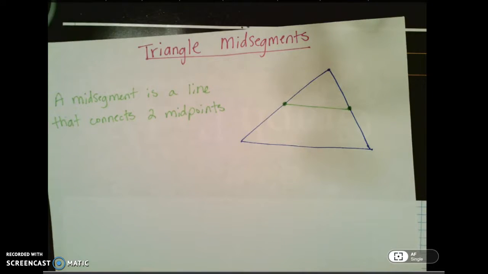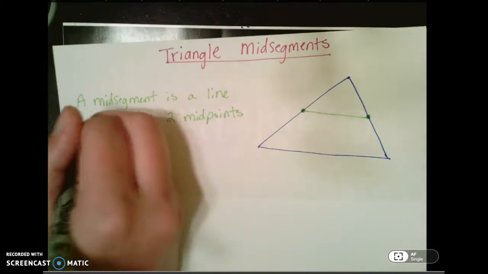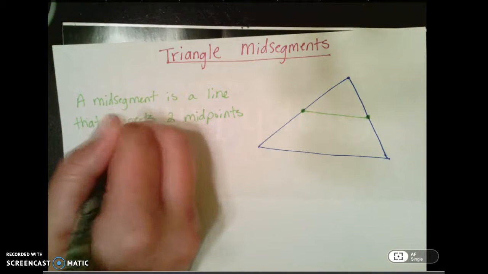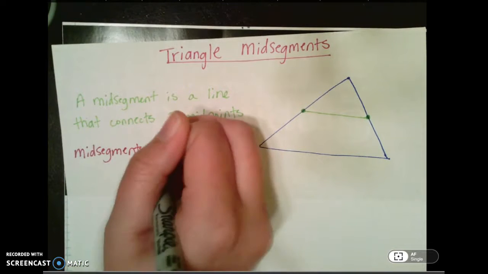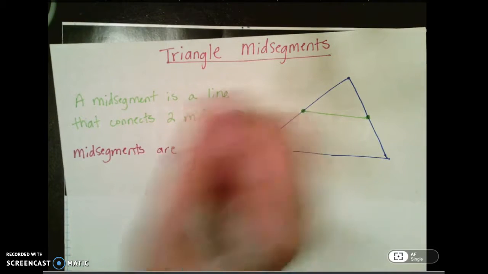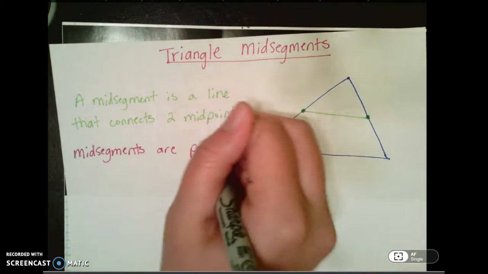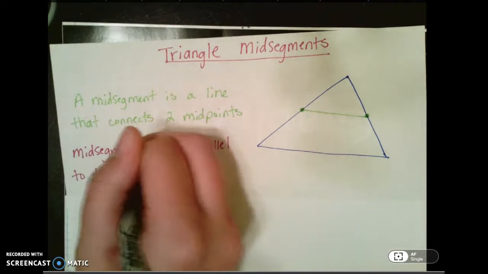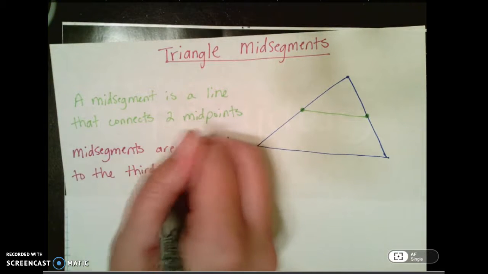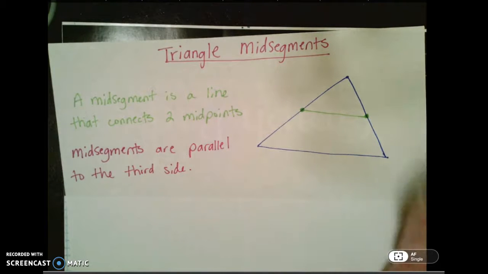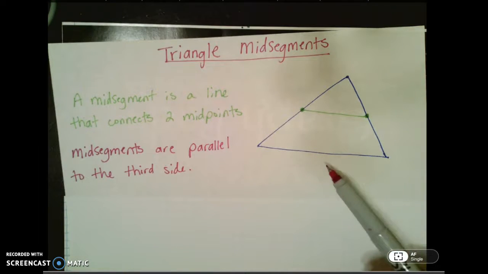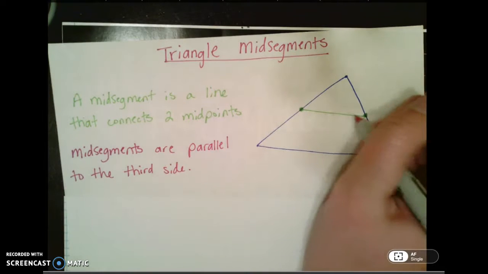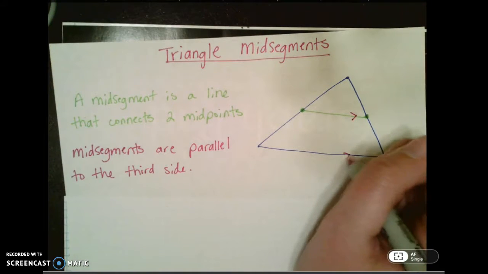Another fun fact, midsegments are parallel to the third side. Now, what do I mean by third side? Well, the midsegment's touching two of the sides, so it can't be parallel to those because it touches them. So it's parallel to the third side, the one it doesn't touch. We represent this with these arrows. Remember, arrows mean parallel.